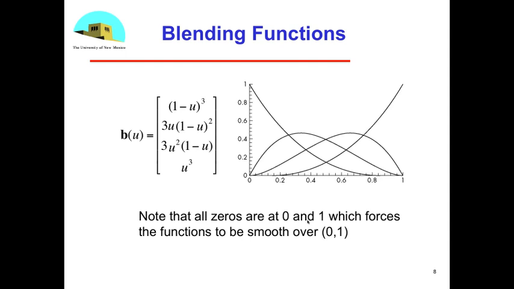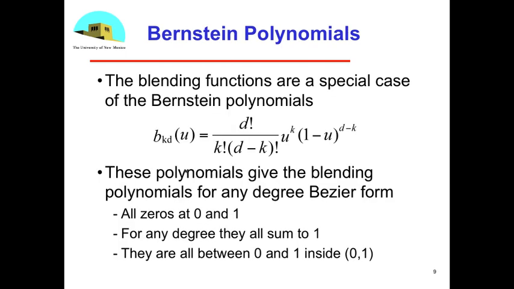So all the zeros are either at 0 or outside of the 0, 1 range. So there aren't these rapidly changing values of any of the blending polynomials. They're all fairly smooth. Again, B0 and B1 are reflected to give you B3 and B2. And so if you look at these polynomials, in fact, they're the cubic version of what are called the Bernstein polynomials. And let me just mention that. They look like this, and they all have these nice properties.